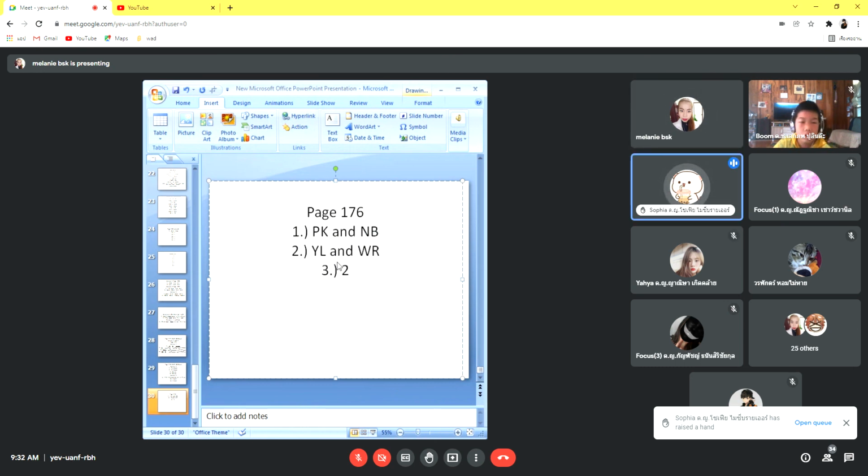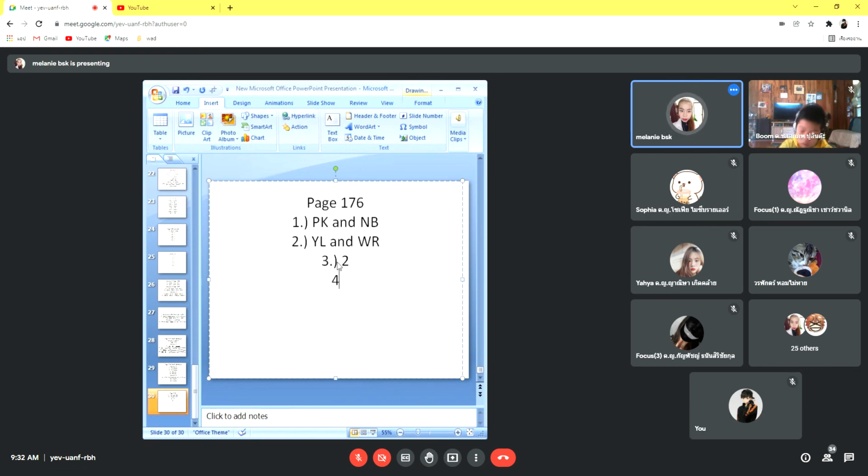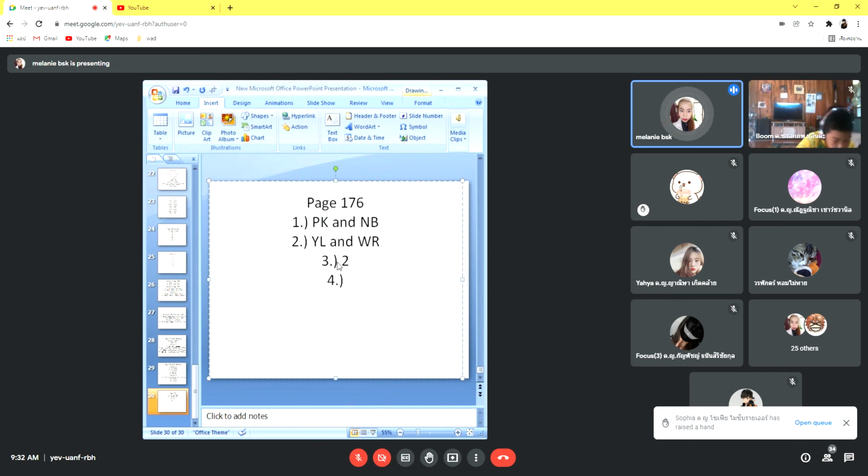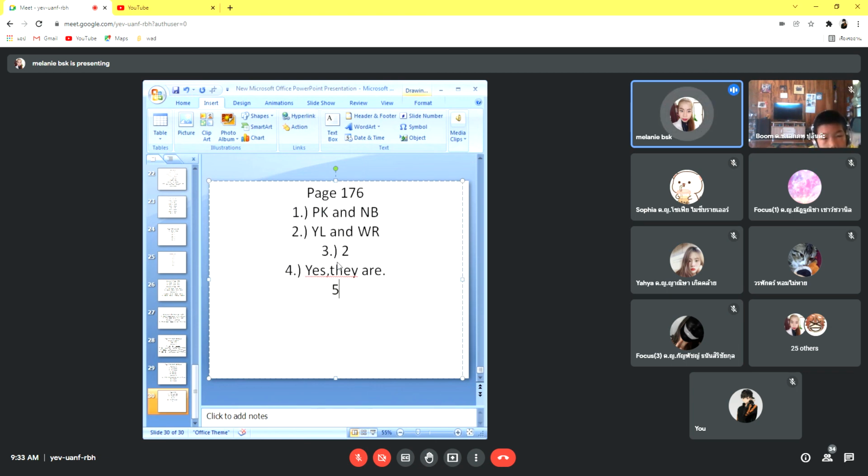2 diagonals. Okay, how about number 4? Are the diagonals of a rectangle equal in length? Yes, Sophia? Yes. Okay, yes, they are. If you put yes only, that's correct. It's okay.